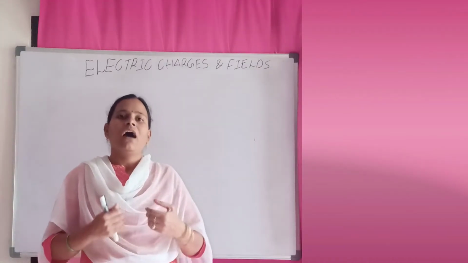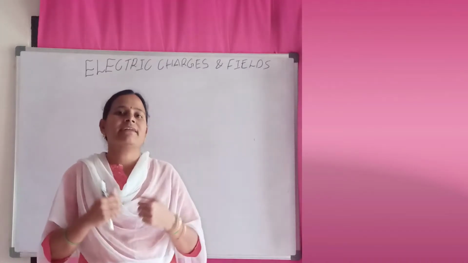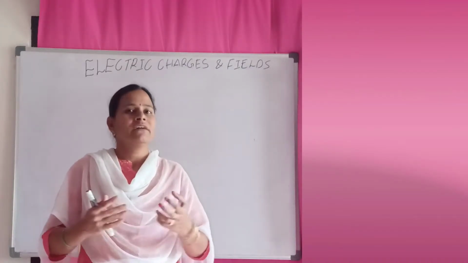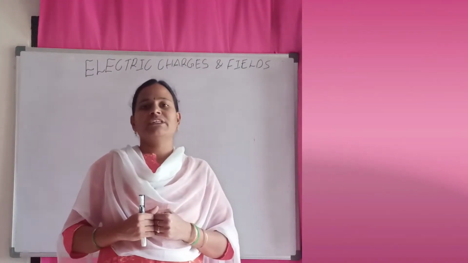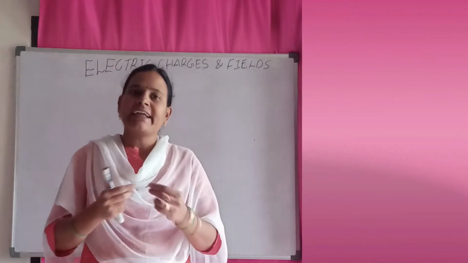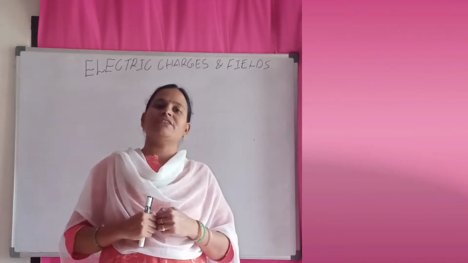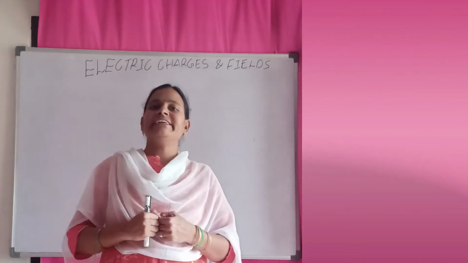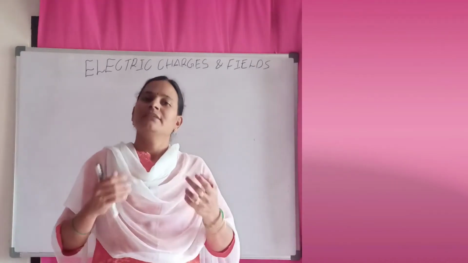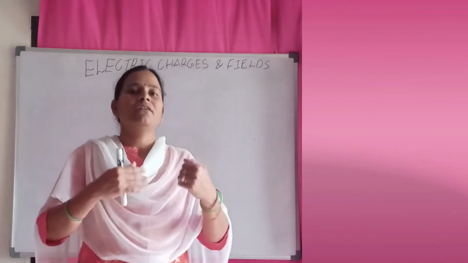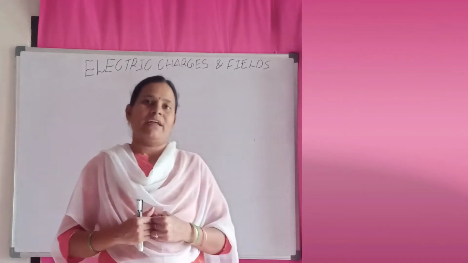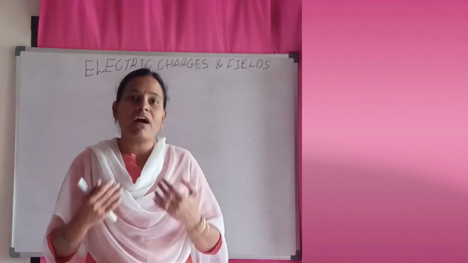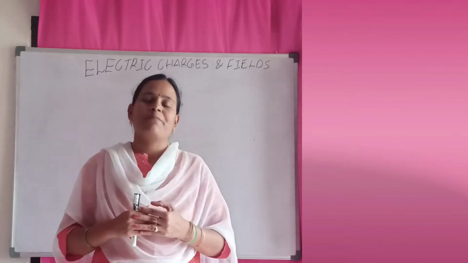Here, there are three methods by which charge is generated in an object: by rubbing the object, by contacting two objects with each other, or by induction. The charge will be generated in one object. So what is Coulomb's law, and how is it represented?